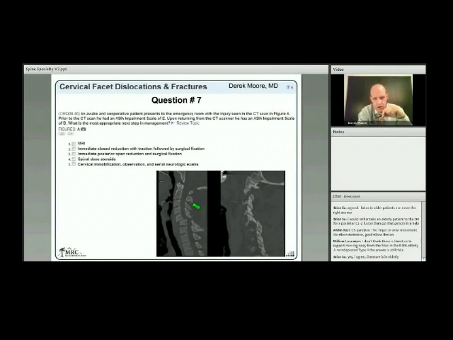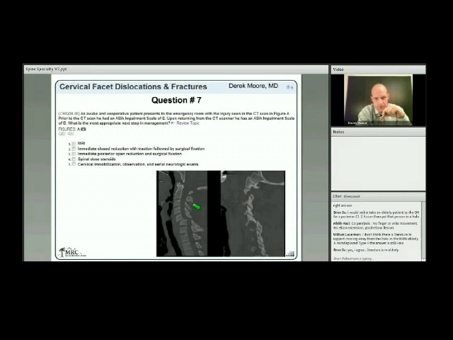So again, you got to know your ASIA impairment scale. E, strong as an Asian elephant, which is normal. So this patient, prior to going to the CT, had a normal exam. Upon returning, he had an ASIA impairment score of D. So his neurologic status is actually declining. And they're asking, what is the most appropriate next step in management?